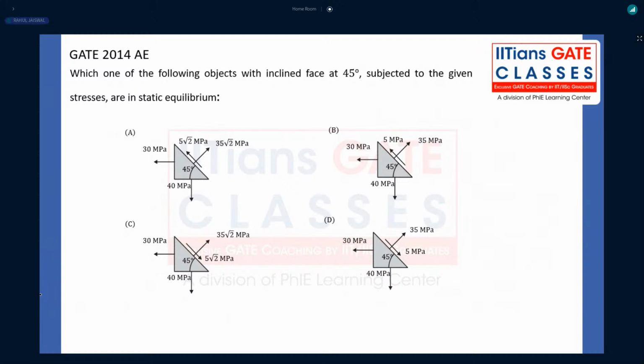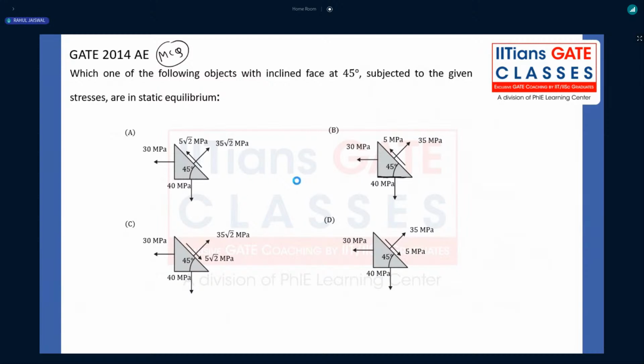Now, which of the following objects with the inclined faces, that is at a 45-degree, right? One plane is there, which is being inclined at an angle theta, that is 45-degree with this plane, subjected to given stresses. Which of the following is the state of stress? That is an MCQ. They are asking which of the following options represents the static equilibrium, right?